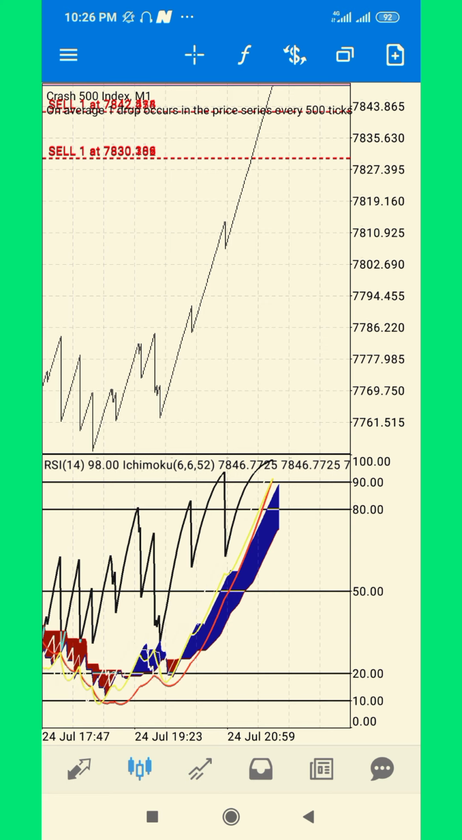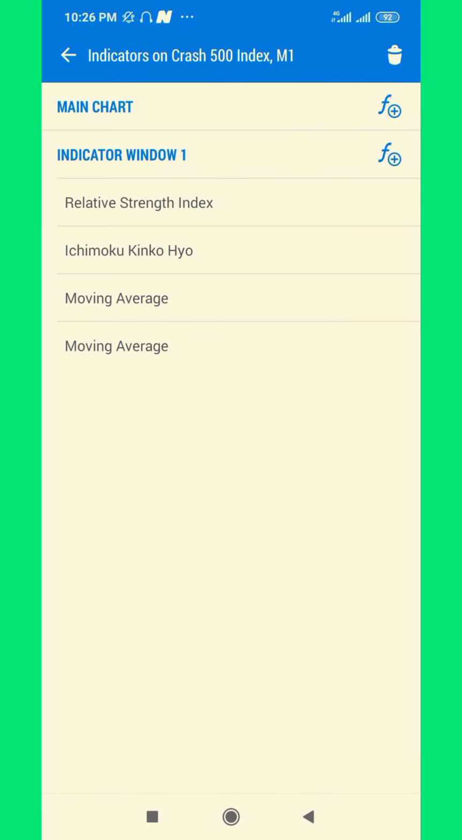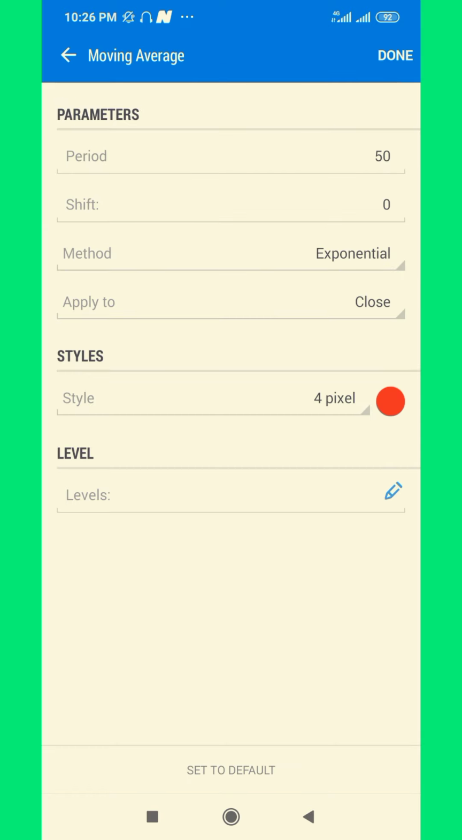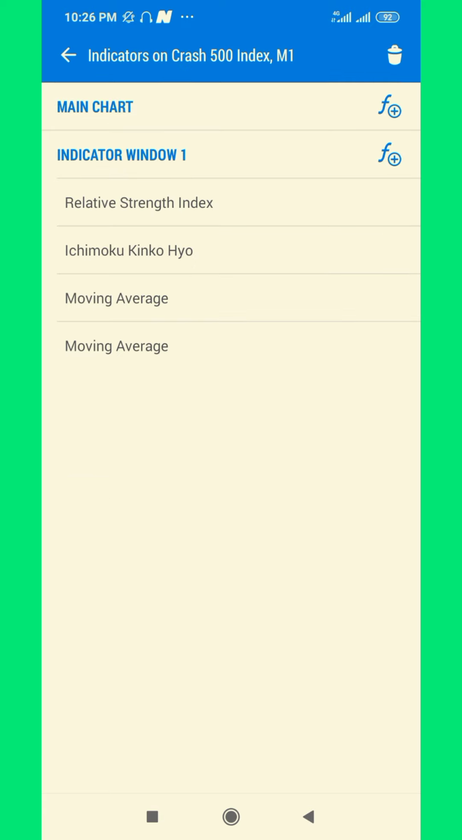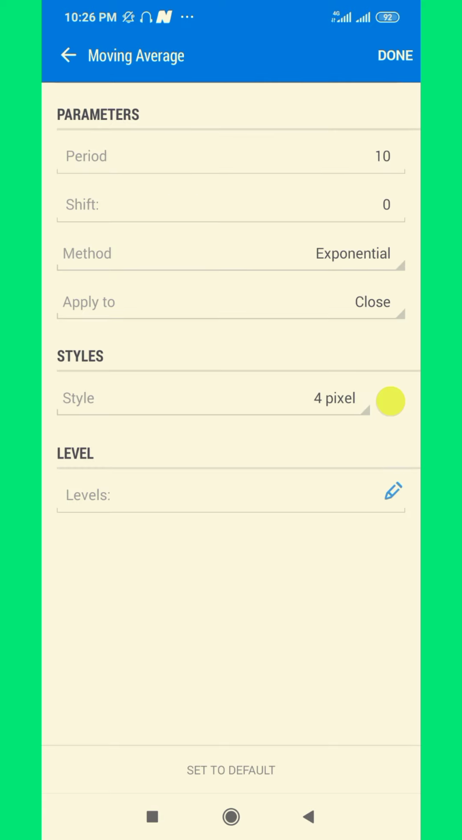Then we go to the next indicator, moving average 50. Moving average period is 50, shift is 0, method is exponential, apply to is close. Style is 4 pixel, and the color is red. There is no level. You click Done. And then you go to the second moving average.